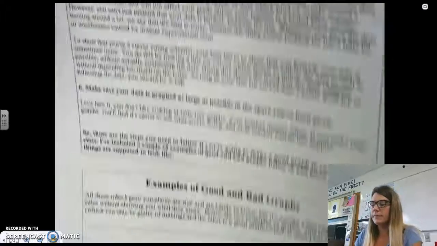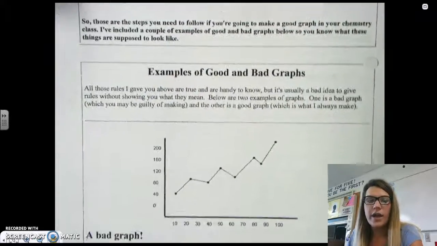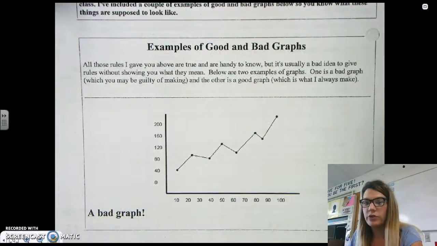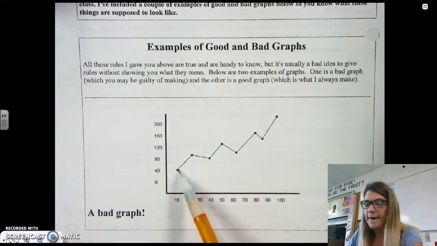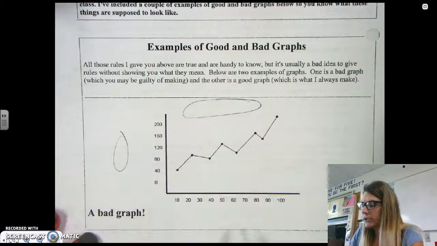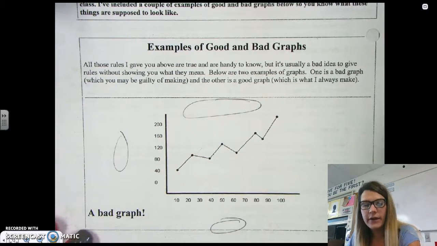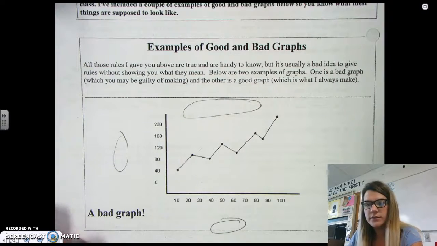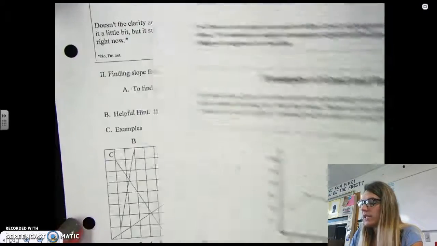Let's look at some examples of good and bad graphs. First one, this is a bad graph. Let's point some things out here. Lines are connected, bad. No title, bad. Axes aren't labeled, bad. All of those things aren't good with this graph. Now let's look at an example of a good graph.